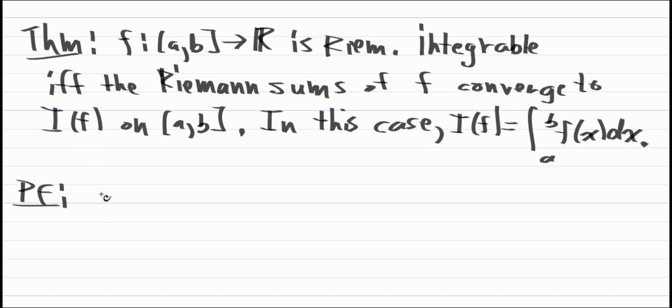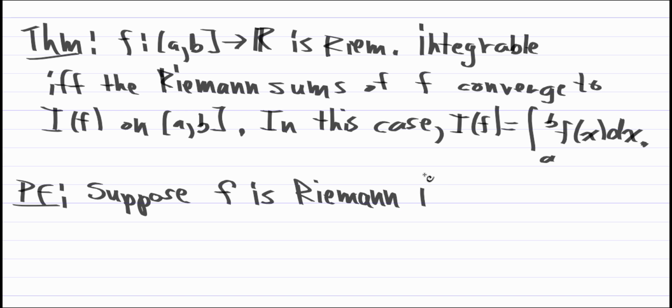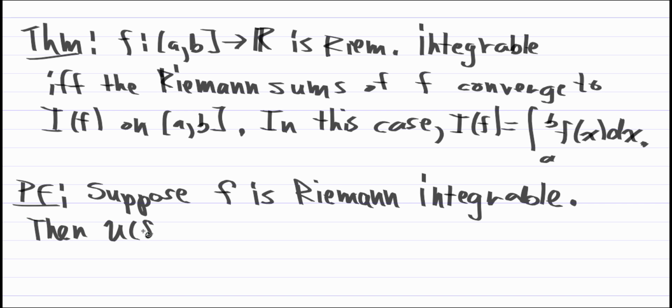To prove this theorem, we first suppose that f is Riemann integrable and proceed to show that the Riemann sums of f converge to I(f), which is equal to this integral, of course, on [a, b]. So suppose f is Riemann integrable. By our previous theorem, this means that the upper Riemann integral is equal to the lower Riemann integral.